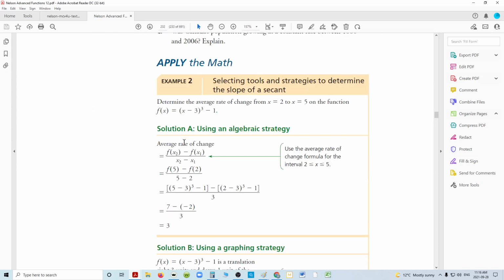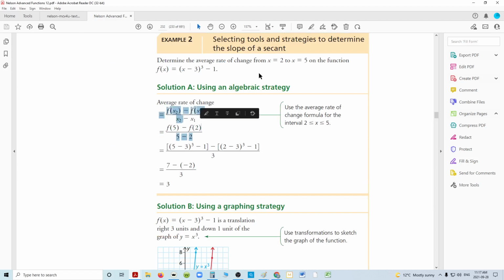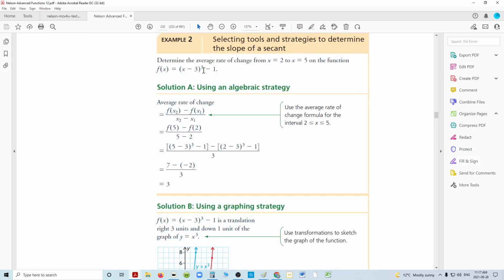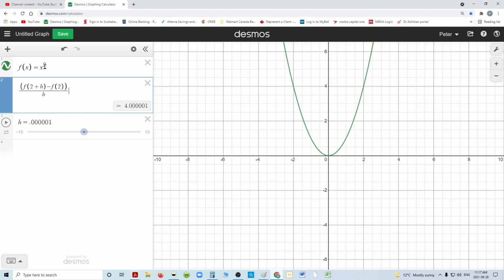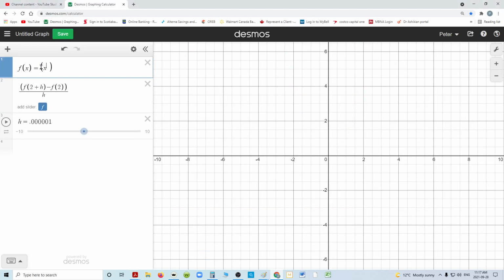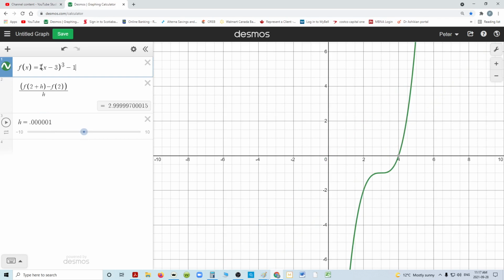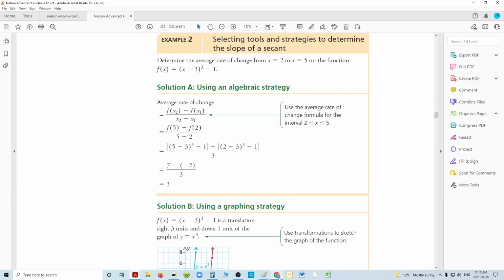And then it goes through discussion. And it gives you a couple examples. Between 2 and 5, find what happens in this graph, and this is a cubic. You can even punch this into Desmos. So let's take that as an example. X minus 3 cubed minus 1. And they're interested in between when x is 2 and x is 5.